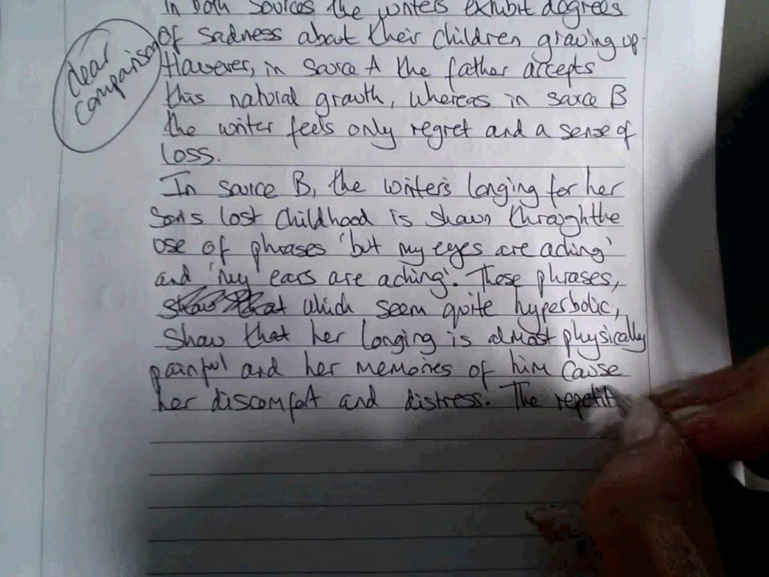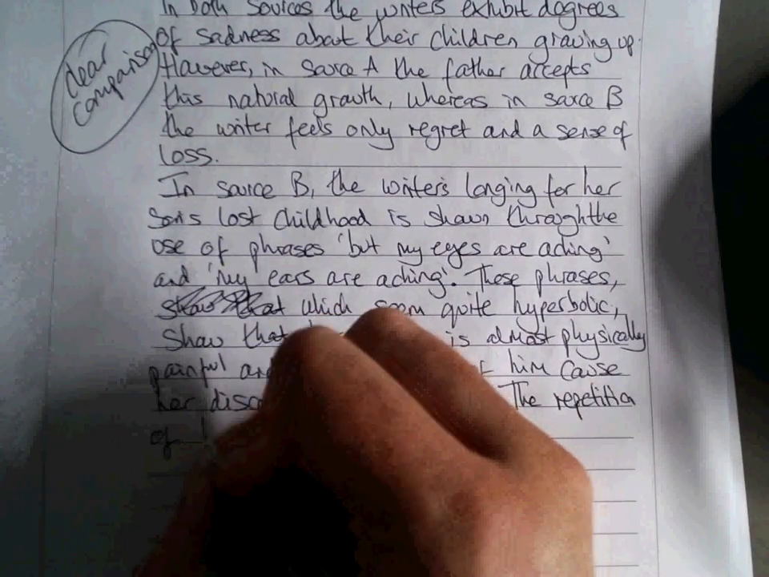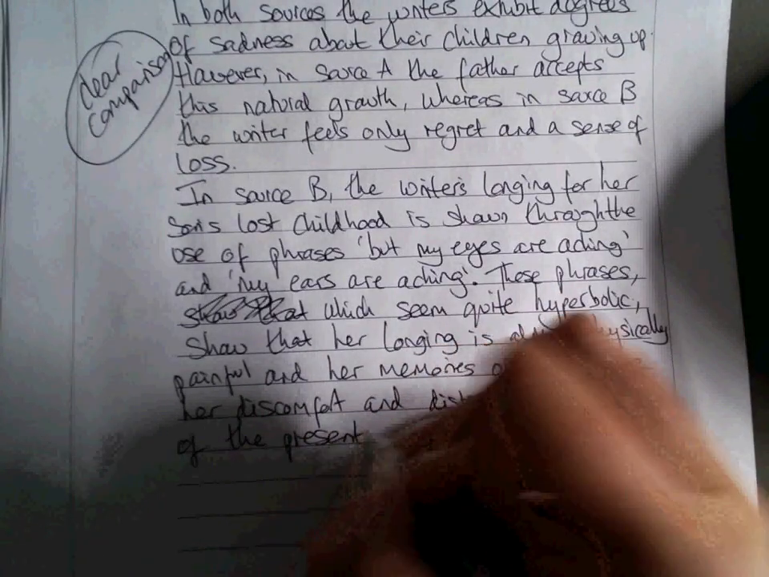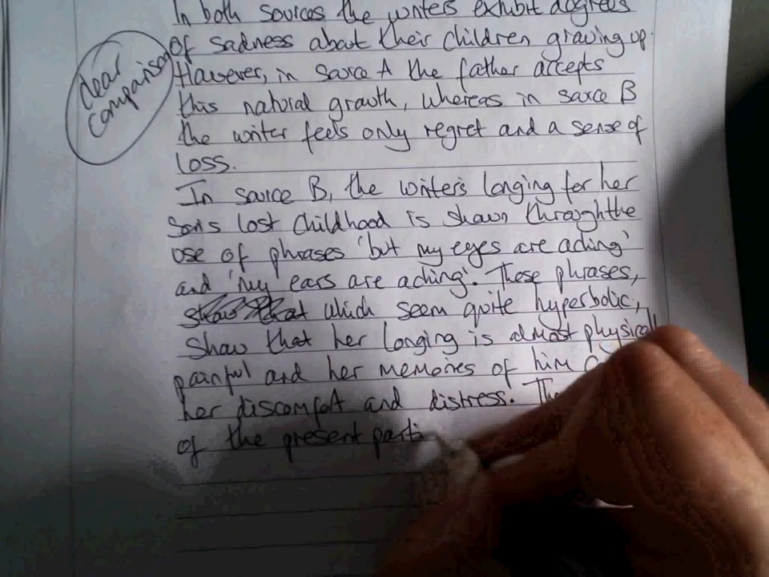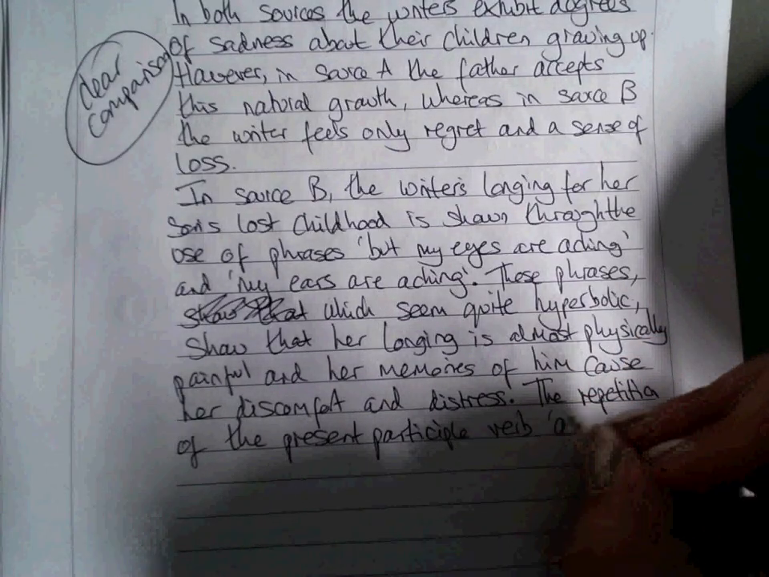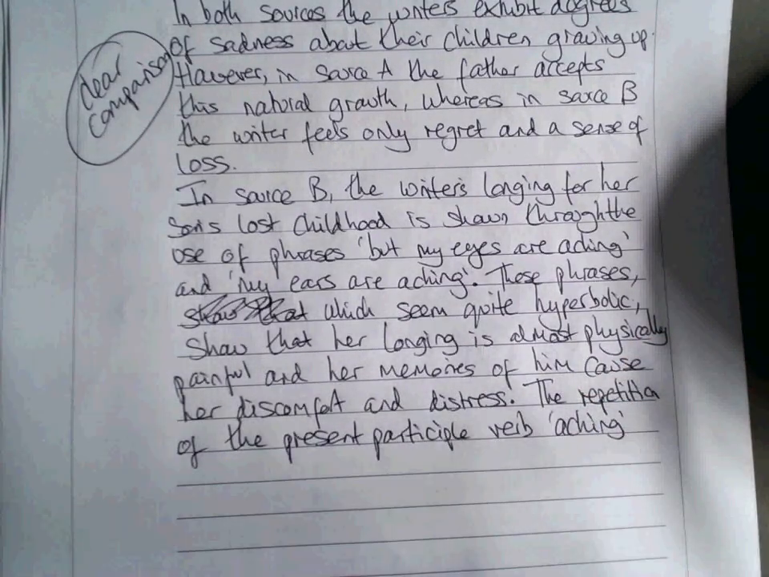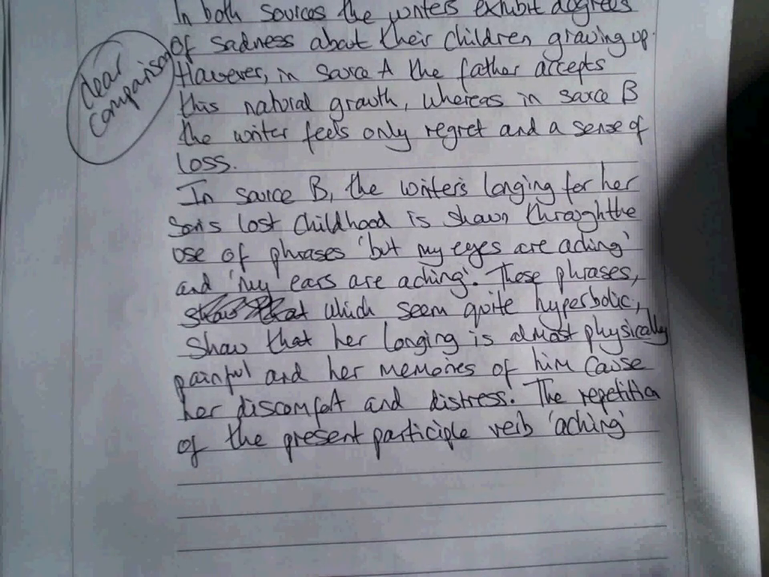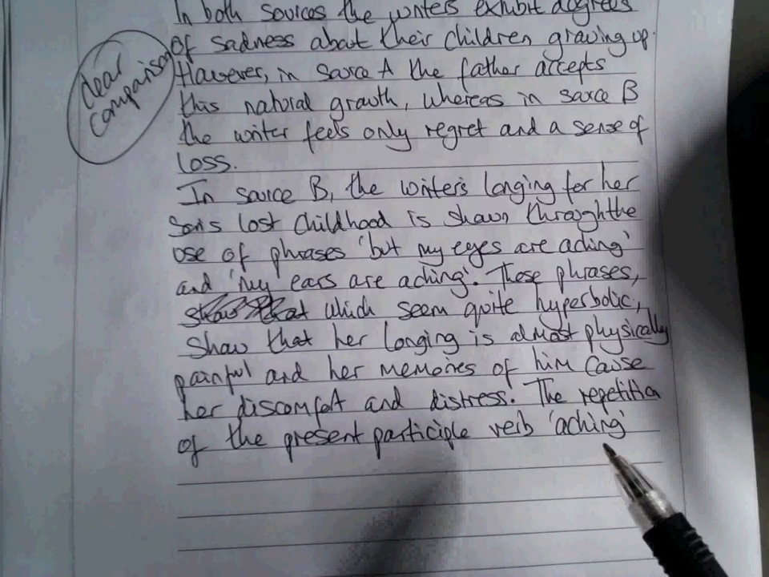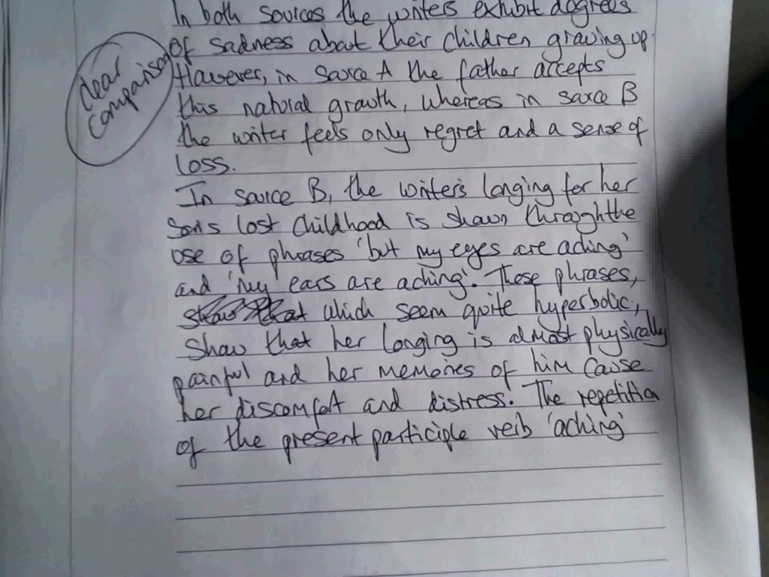So it's actually repeated, isn't it? So I'm going to say the repetition of the, now I'm getting a bit fancy pants here, but the present participle verb aching. But don't worry if you can't remember that. If you could just say the verb aching is in the present, or you don't even need to mention the stuff about the tense, but if you think about the word aching, what does that suggest?